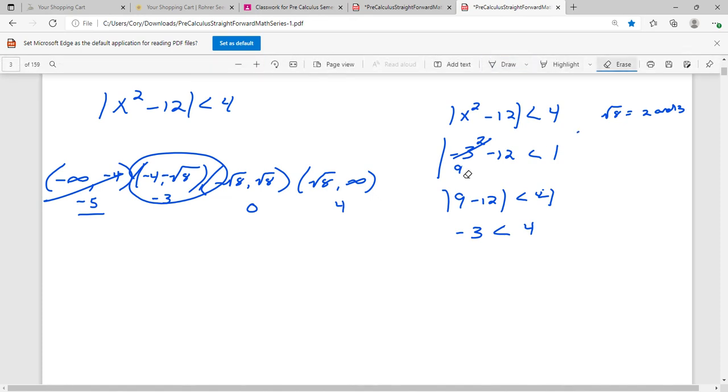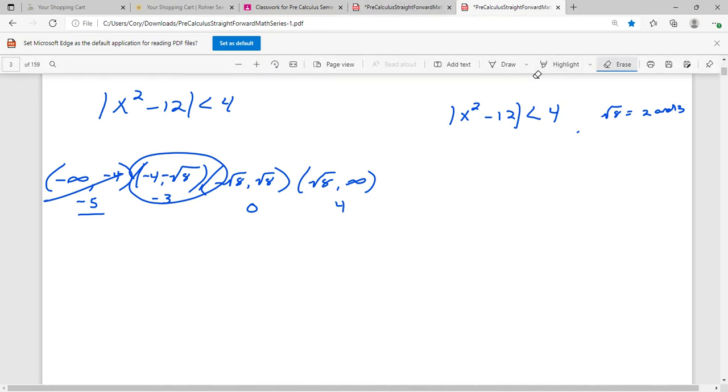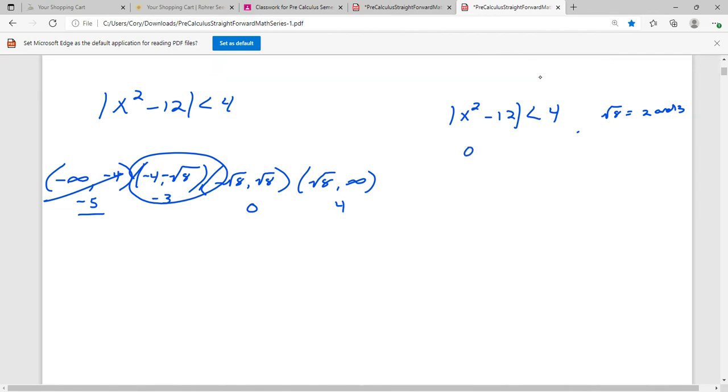Erase all that. And hopefully you guys are following along with your handout. So this next one is 0. Zeros are usually pretty easy. 0 squared is just going to be 0 minus 12. Absolute value of 12 is less than 4. Nope, that's not true, so that one's out. That one was pretty easy.